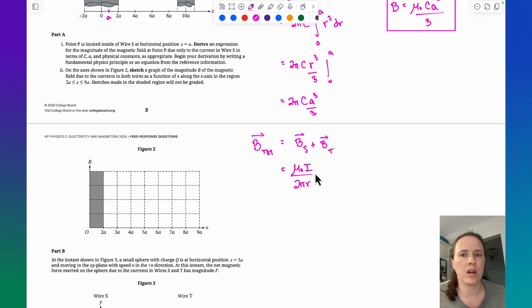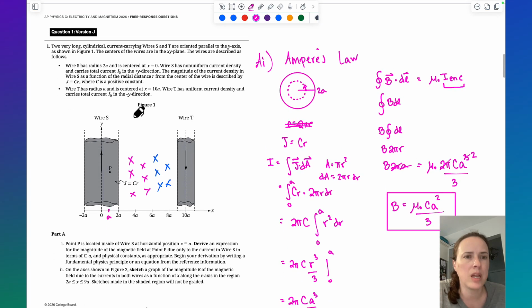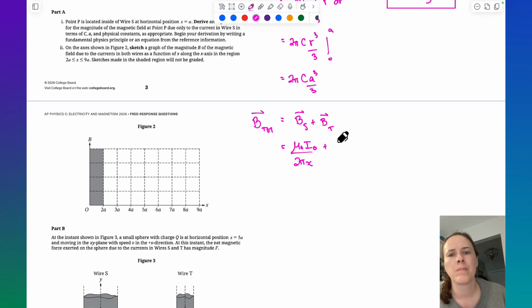So I'm going to get mu naught I of S, which they called I naught, over 2 pi, and then it's going to be x, which is what they called it instead of r. And then wire T also carries a total current of I naught. Plus mu naught I naught over 2 pi.